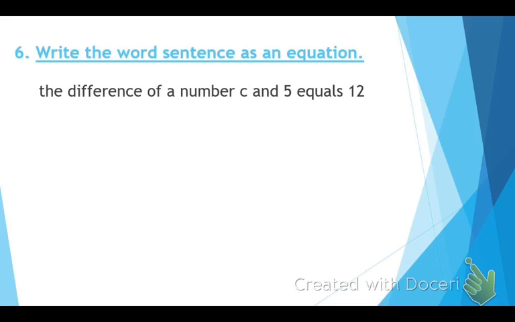For this one, it says the difference of a number c and 5 equals 12. Class, what does difference mean? Subtraction. In that blue paper that I handed out to you that said words into math, which should be in your notes section, it tells you the word difference means subtract. So I'm going to put subtract right there. Just as I did before, you need a number to the left and you need a number to the right. So let's read from left to right. The difference of a number c. C is going to go first because I'm reading from left to right. The difference of a number c and 5 equals 12.